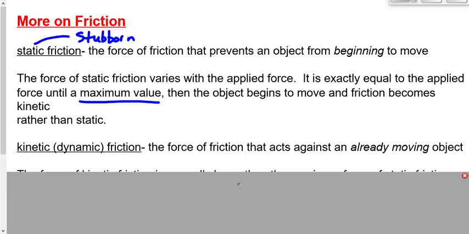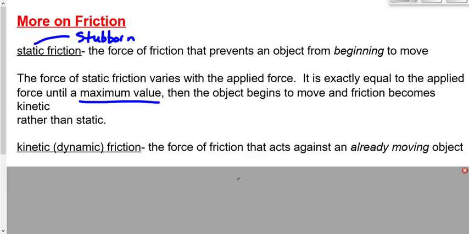Now this is opposed to kinetic friction. Sometimes we call it dynamic friction. Sometimes we call it sliding friction because really it rears its head when an object is moving, as opposed to when it's at rest. It's the force that resists motion of something that's already moving. Now, that's the car that has its brakes slammed on and it's skidding down the road.